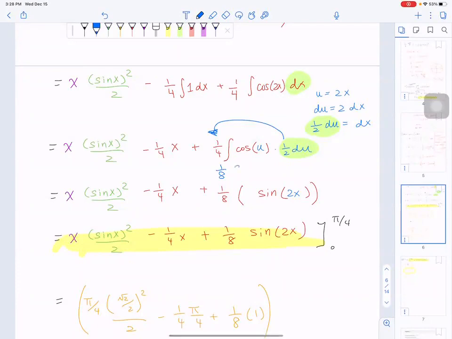Integral of cosine u is sine of u. But what was u? We don't want u's in our actual final answer. So u was 2x. So that's why I re-put in 2x here. And so this integral is 1/2 or 1/8 sine 2x. Because we don't want our answers in terms of u's. The u substitution and putting everything in terms of u's and du's was to help simplify our integrals so that we could take them more easily. Okay, any other questions on this part?